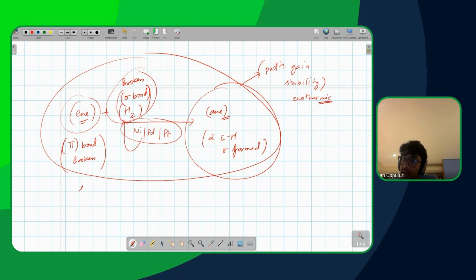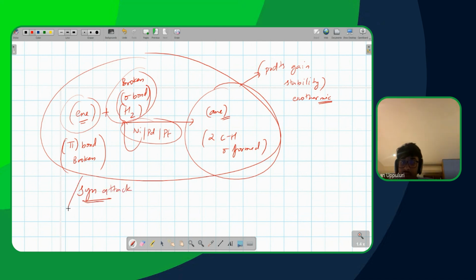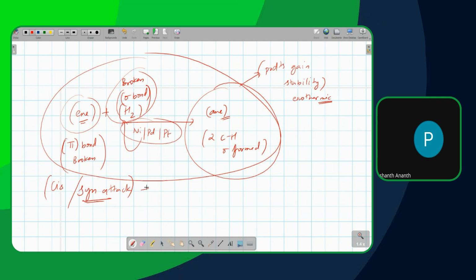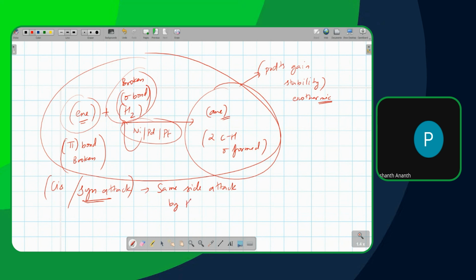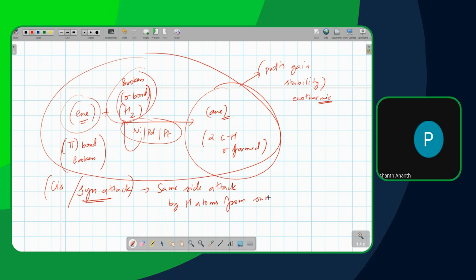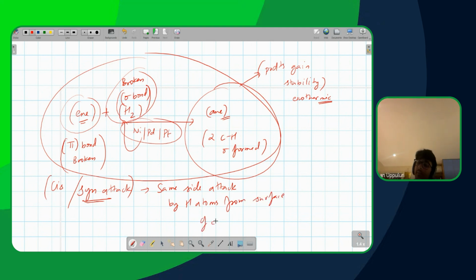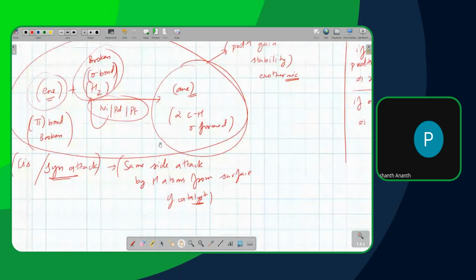Next, what other pieces of information are going to be useful here? It is cis addition, syn attack or cis attack, which basically translates as same side attack. By the hydrogen atoms, from the surface of the catalyst, that layer thing. That will cover a large amount of data which you need to cover. Now, anything else which will help you in the process here?